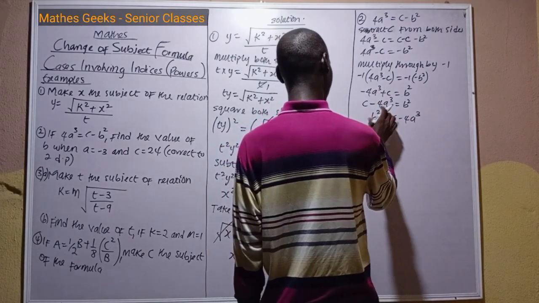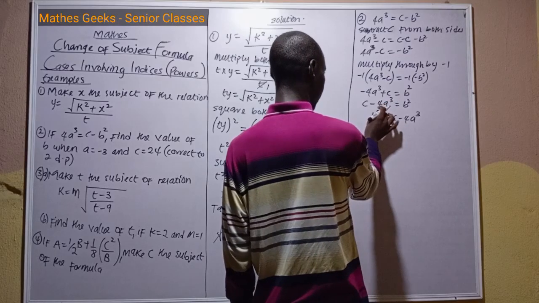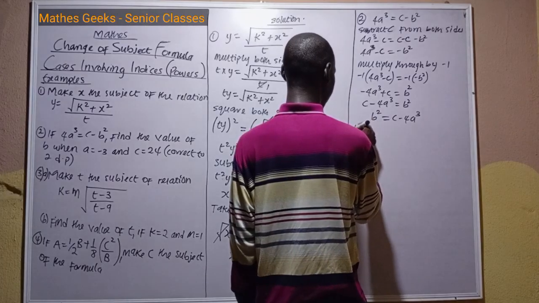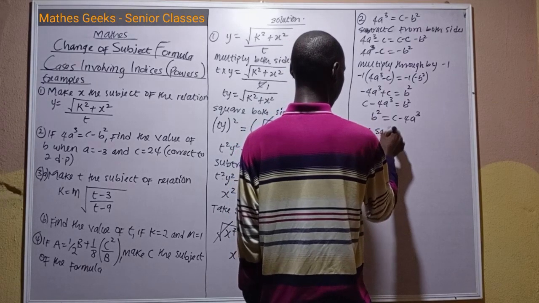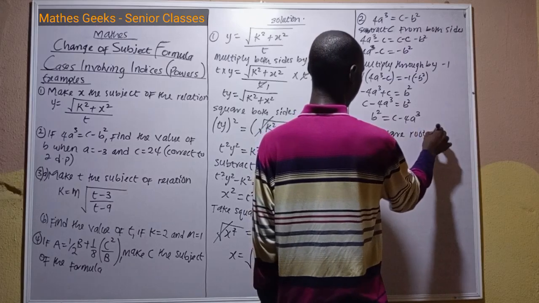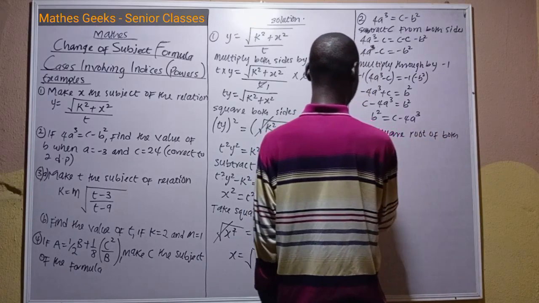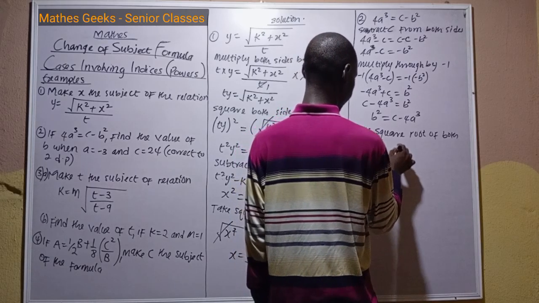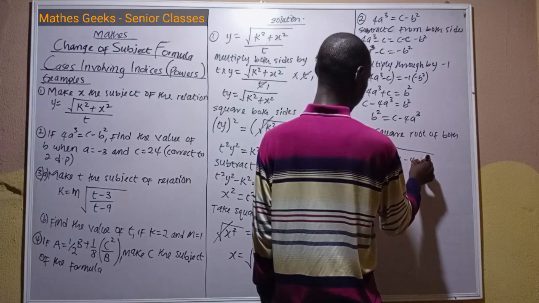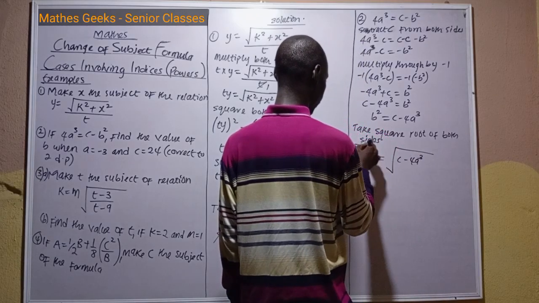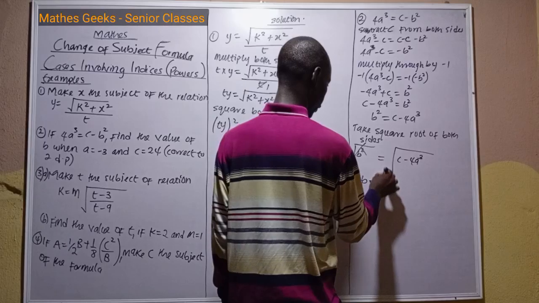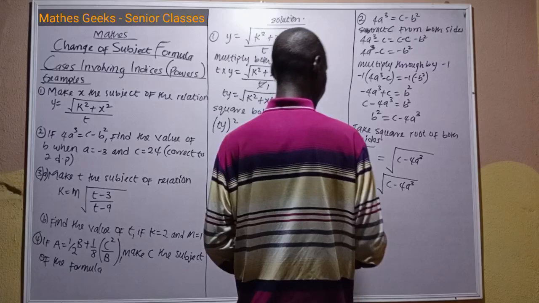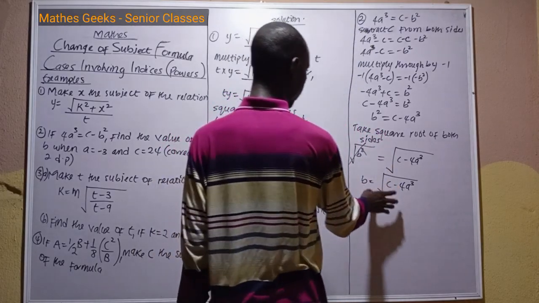So b cannot stand alone as a letter raised to a power. So what we do is that we will eliminate the power. To do that, we take the square root of both sides. So b squared is equal to c minus 4a cubed. The square root cancels this power of 2. b is equal to the square root of c minus 4a cubed. So this one, b is the subject of the formula.